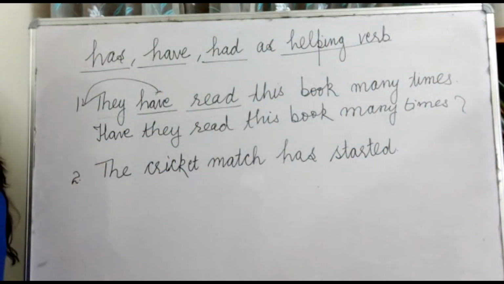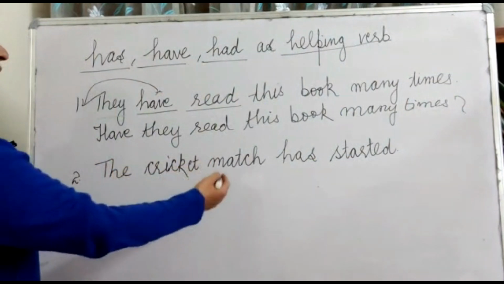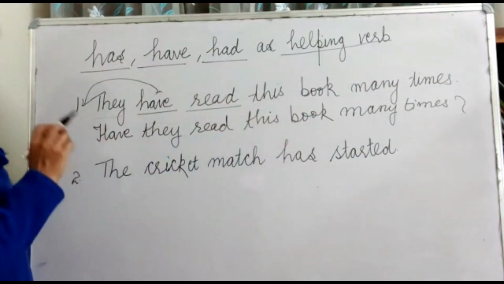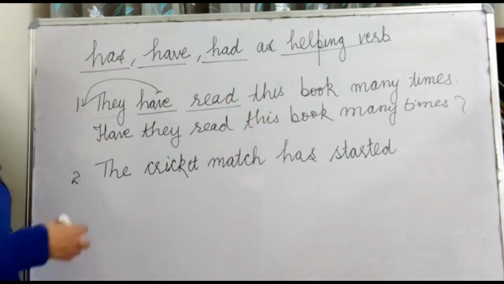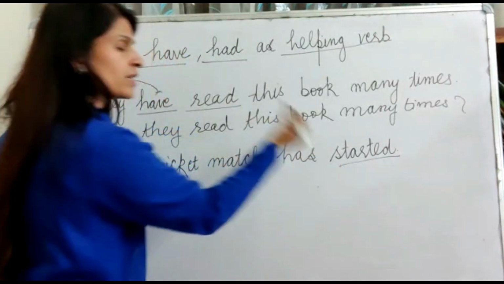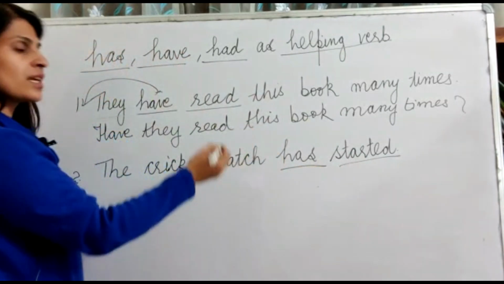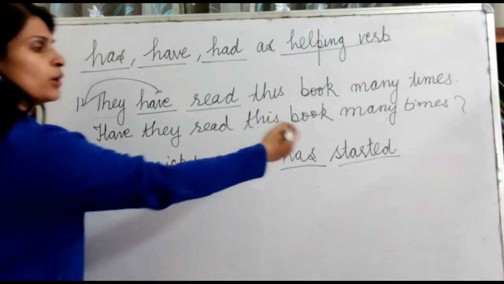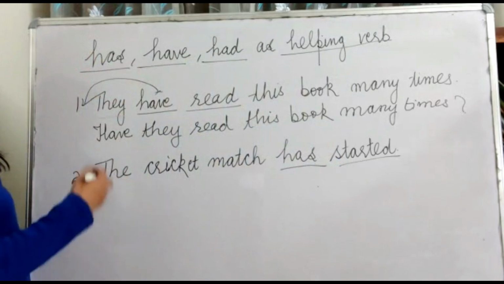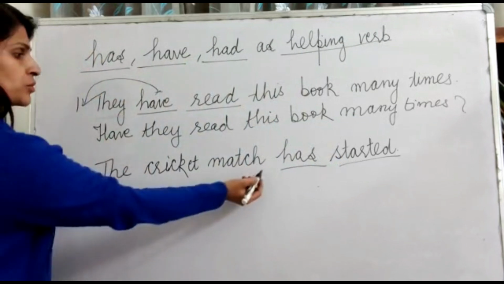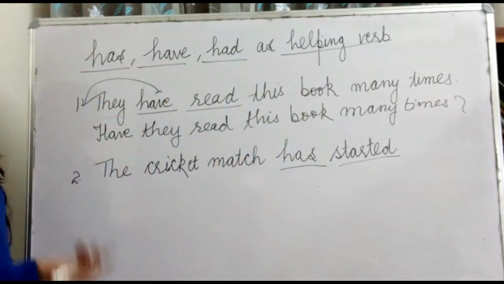Now let's come to the second sentence. The cricket match has started. What is the main verb here? The main verb here is started, and the helping verb here is has. Here has is used as the helping verb in the sentence. What is the subject here? The subject here is the cricket match.